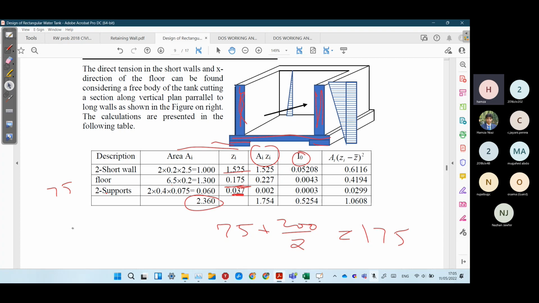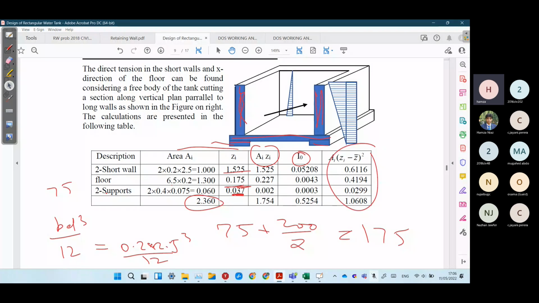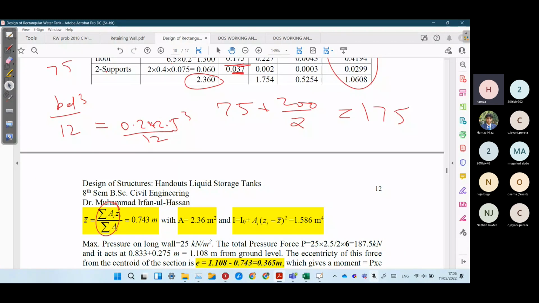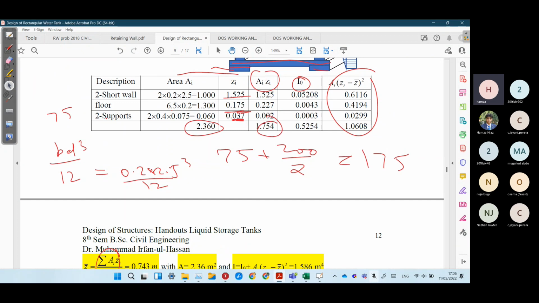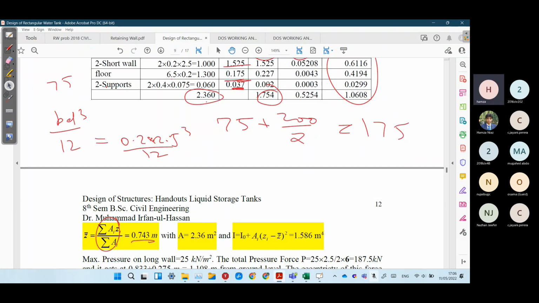Calculate I simply as BD cube over 12. So the B value is horizontal, D is the vertical. For example, for short walls, 0.2 into 2.5 cube over 12, like this. And A into Z minus Z bar. Z bar is summation AZ divided by summation A. So this is Z bar, centroid of the area. This is the total area. This is the total moment of inertia. Add this one and this one.